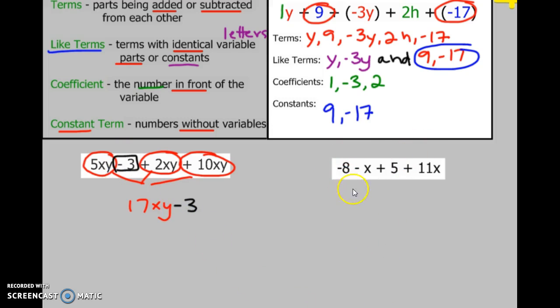On to the next one. Always start with your letters first. Here we really have a -1x and a positive 11x. So if we combine those, 11 minus 1 is 10x. And then we have -8 plus 5. There are more negatives, so it's a -3. 8 minus 5 is 3. So there we have simplified that.